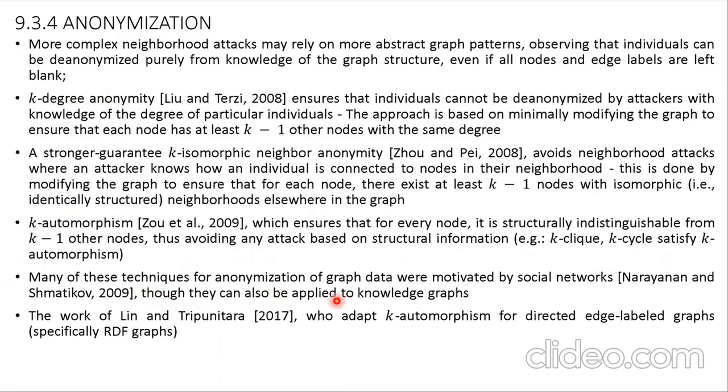Many of the techniques for anonymization of graph data were motivated by social networks, as mentioned in the work of Narayanan and Shmatikov, though they can also be applied to knowledge graphs. In the work of Lin and Tripunitara, they adapt k-automorphism for directed edge-labeled graphs, especially RDF graphs.